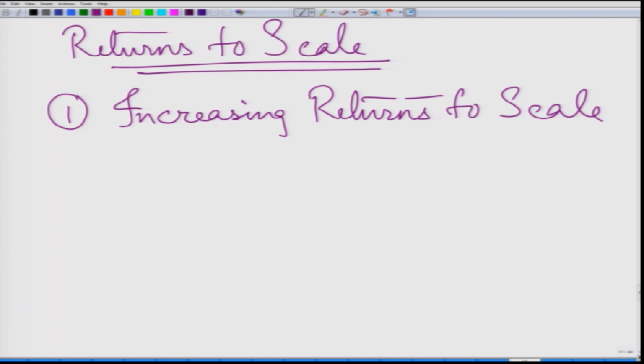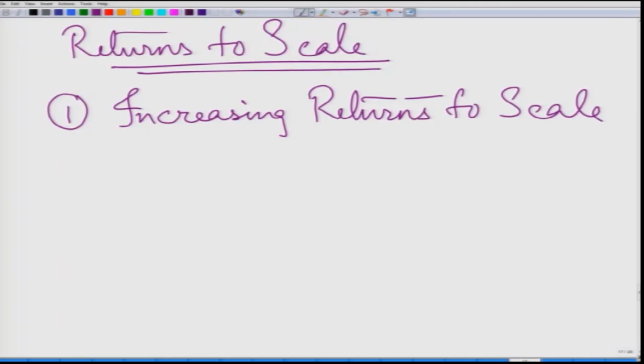Now, one is increasing returns to scale. Scale here means what is the scale of your production, how many laborers, how much capital you have. In a hospital setup, for example, how many doctors, how many consultants, how many surgeons, how many beds you have in your hospital. That is the potential input that particular hospital has.